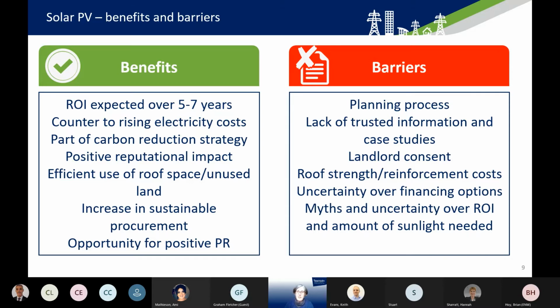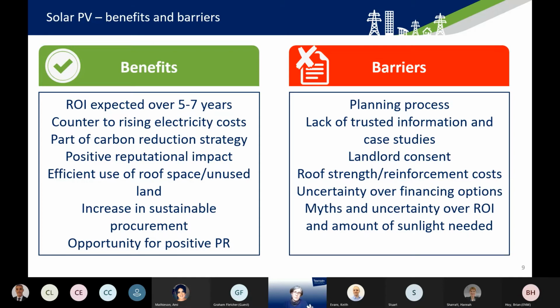But as you can see here, there are a number of either real or perceived barriers that businesses are facing when they're looking at putting solar panels on their roof. So planning, not sure where to go for information. If they rent, do they need their landlord's consent? Will the landlord give them the consent? Concerns about the costs of roof infrastructure, or if the roof needs updating, is it going to bring those costs forwards? Uncertainty over financing and not quite sure about what the return on investment is.